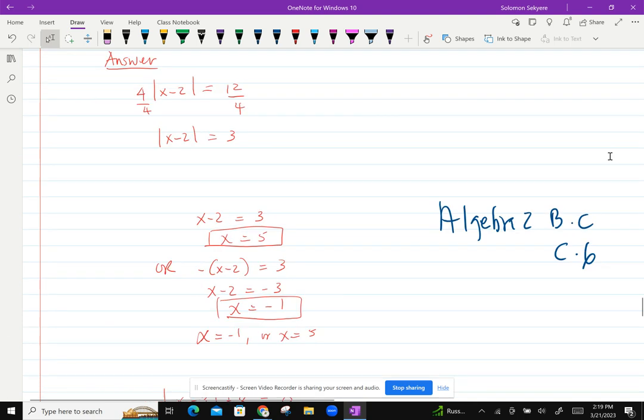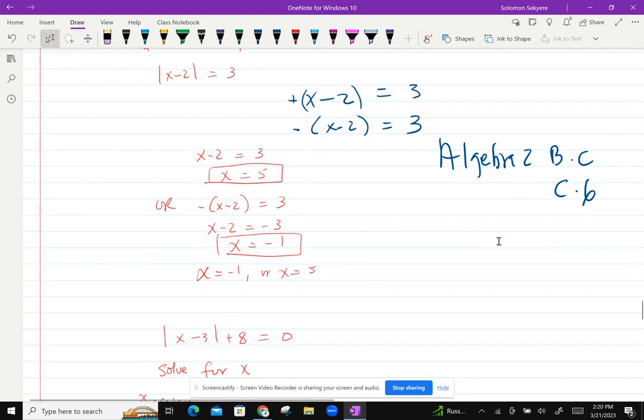What is the meaning of this? It means you have x minus 2, the positive value, is equal to 3, and you also have the negative of x minus 2 is also equal to 3. All right? So that's what you're going to solve. You solve this, which means here x is equal to 5, right? And then the negative of this is also equal to 3, right? If you divide through by negative 1, you get x minus 2 is equal to negative 3. And then when you solve it, x equals negative 1. So those are your solutions.